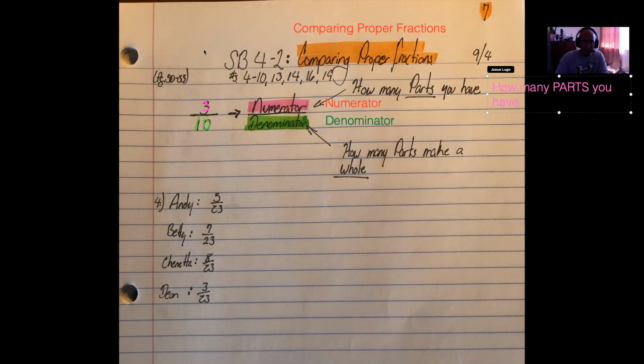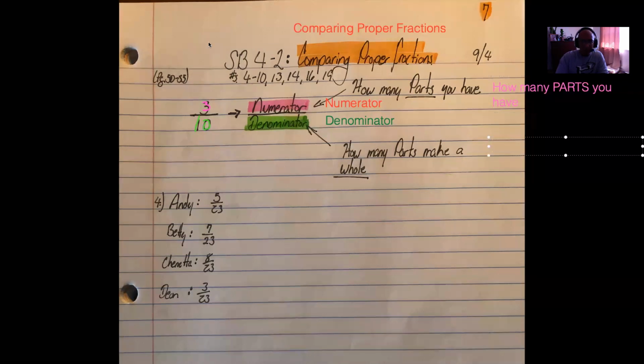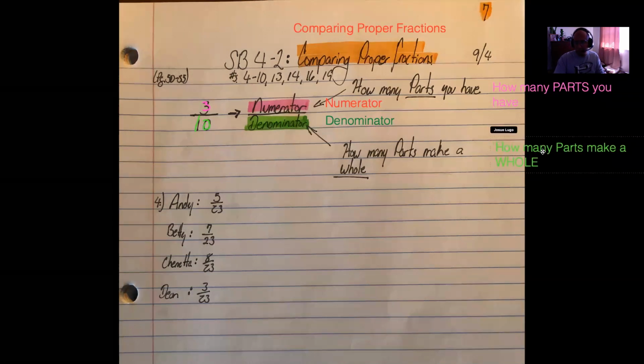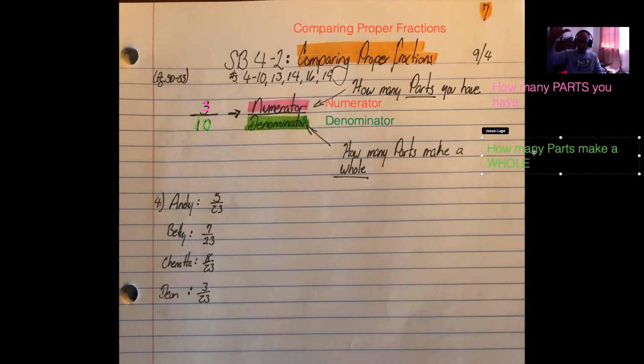And the second number, the denominator, tells us how many parts make a whole. So how many of the top pieces you need to make a whole of something. Once again, I encourage you to pause this as you copy this down. Please have this in your notebook.